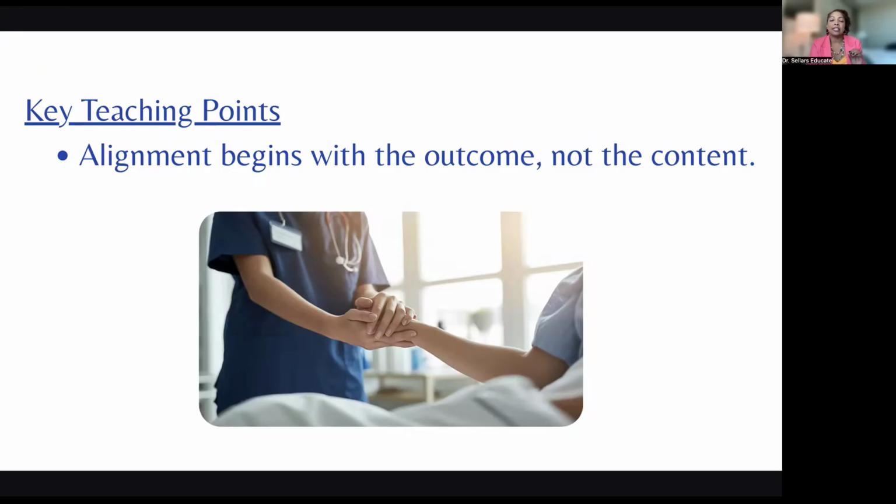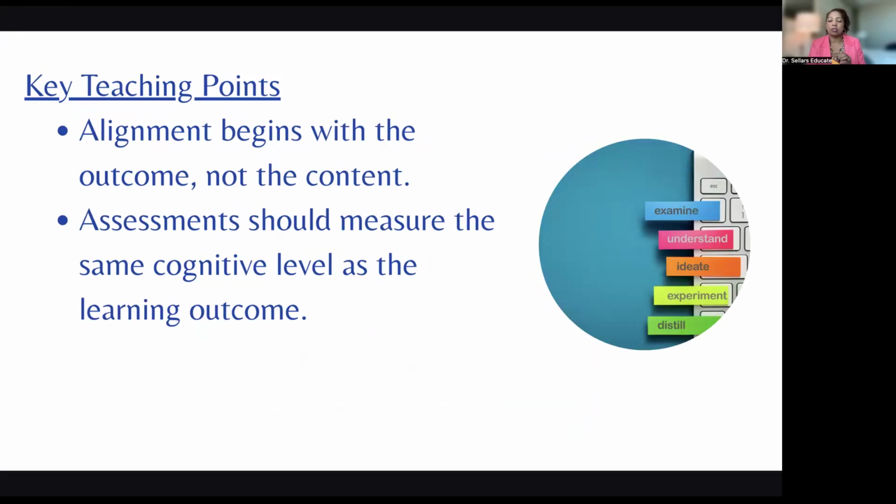So there's a couple of key teaching points and takeaways I want you to make sure you have nailed down. Number one, alignment begins with the outcome, not the content. We look at that from a backwards design model, and that's exactly what it means. We want to consider what is the end result. Well, we want our students to be able to make safe patient care decisions. It's not just about teaching the content, it's not just about reading those specific chapters. We have to make sure that students can actually prioritize, recognize those cues, and make those safe patient care decisions.